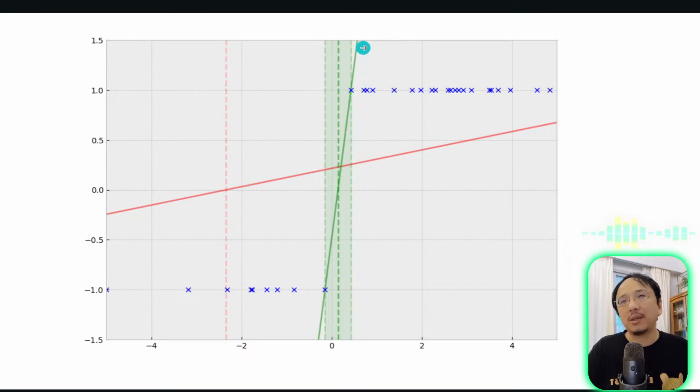It's still using a straight line. You can see that the green line is still a straight line, kind of like the red line. It doesn't modify the shape of the function, but instead it uses a different way to measure the loss. It only considers the nearest element.